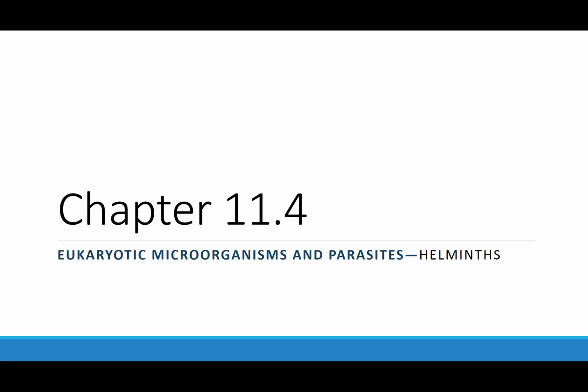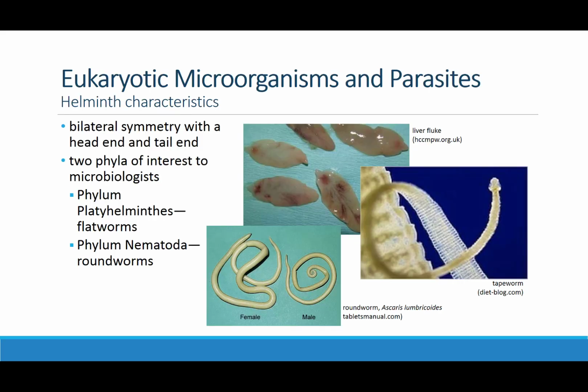In this video, we're going to take a look at the helminths, the worm parasites that are important to microbiology and to medical microbiologists. So the helminths, or the worms, that are found as parasites in the body, all exhibit a characteristic referred to as bilateral symmetry.